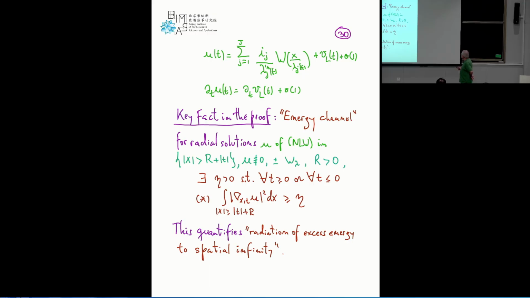And for the time derivative, you just get the derivative of the radiation term because these W's don't evolve in time. They're static solutions. So there's nothing there. So it gives you the soliton resolution. The solitons are the rescaled W's, and all solutions eventually become a sum of rescaled W's plus small errors. Okay, so this is the soliton resolution conjecture.